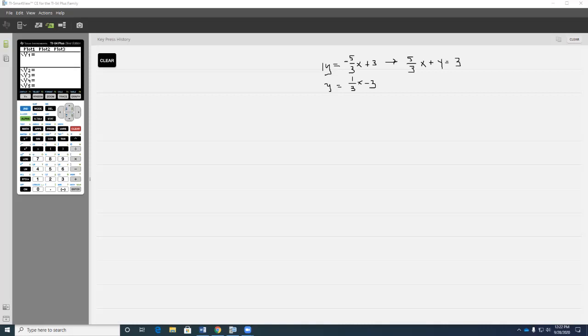And for the second equation here, I have to do the same thing. I have to get the x's and y's on the same side. So I'm going to take the positive 1/3 to the other side, and that would give me negative 1/3 x plus y is equal to -3.